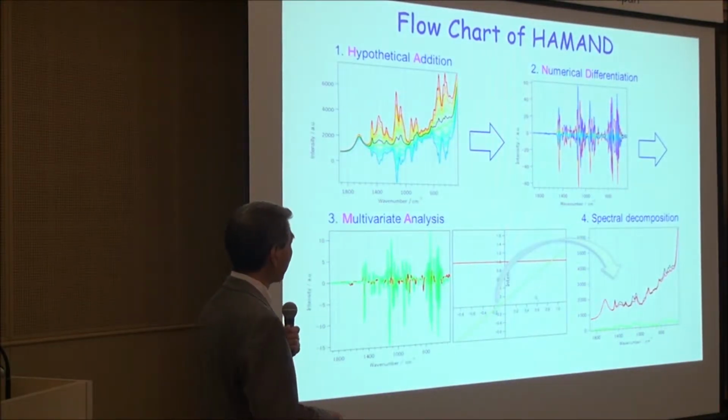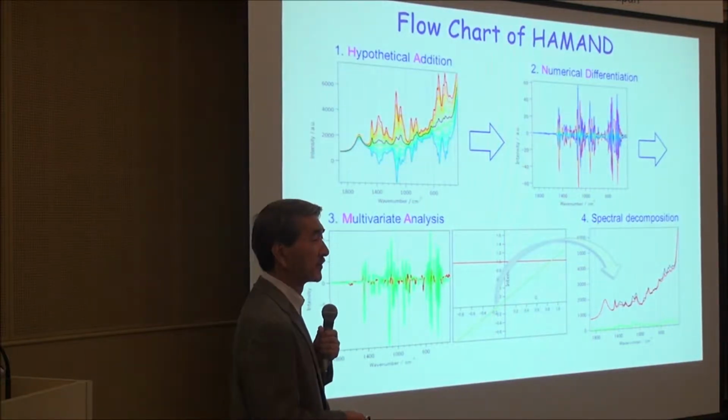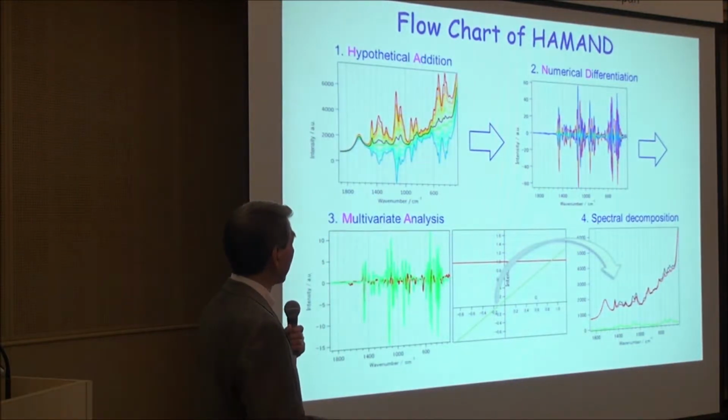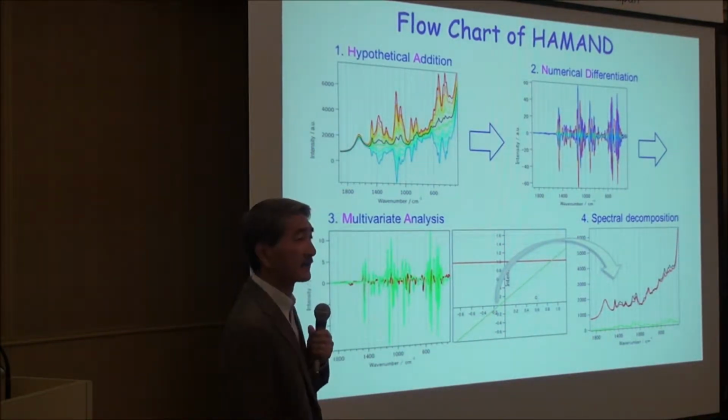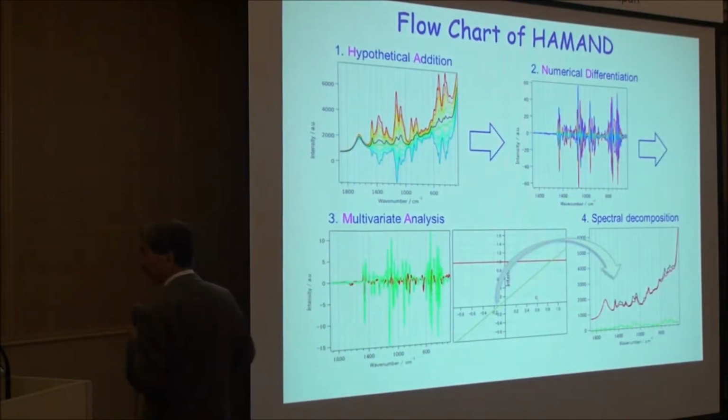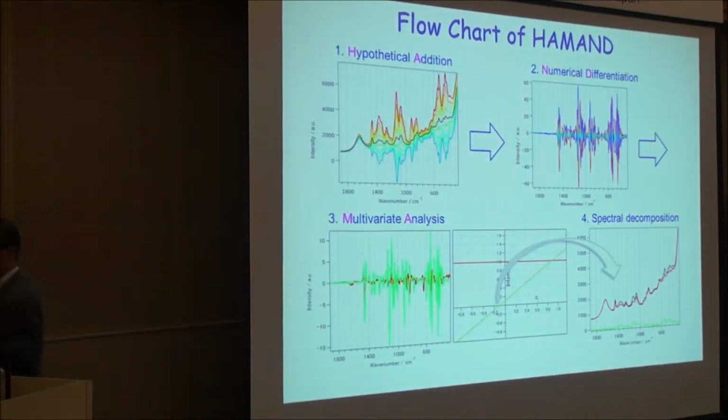And then from this we can tell the spectral decomposition like this. So black is a linear combination of blue and red, this is the residual spectrum, this is a component spectrum, the target spectrum. So I show you how HAMAND can work.